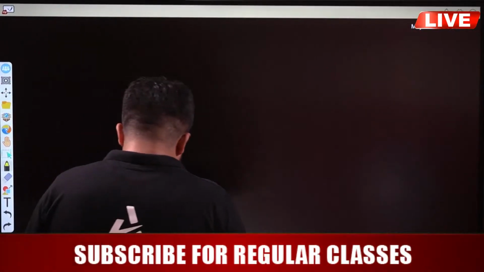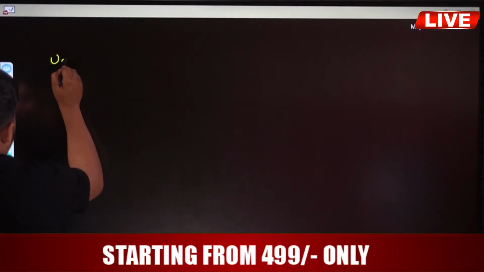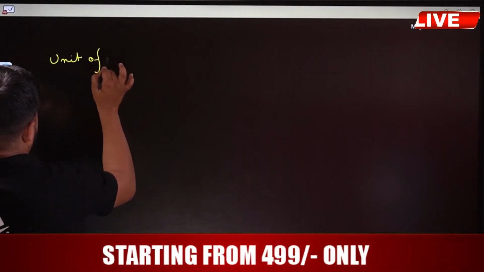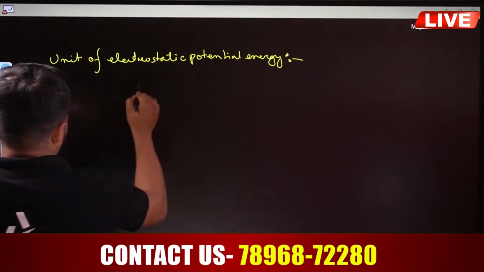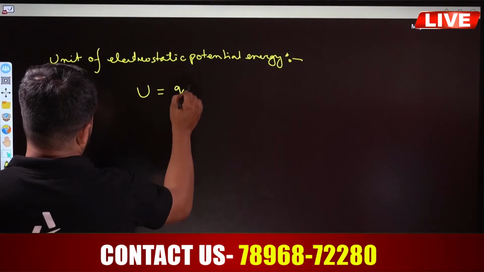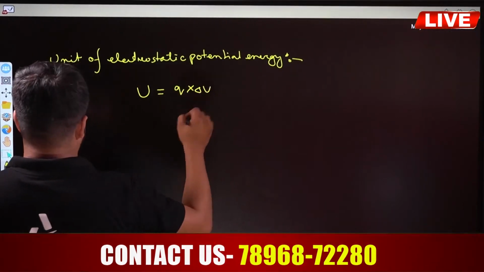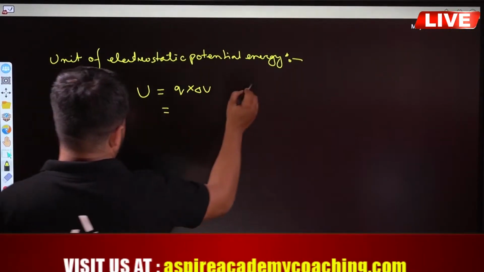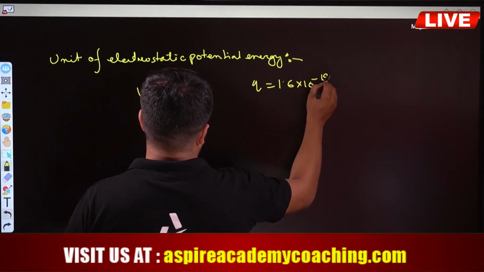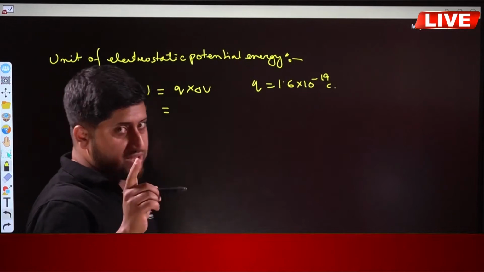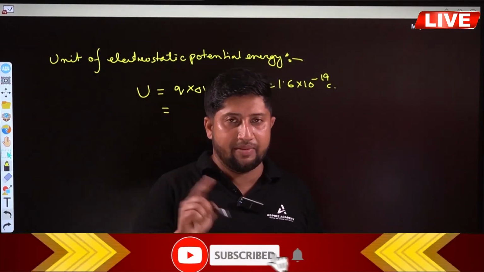So now, units of electrostatic potential energy. U is equal to what? We know U is equal to Q into del V, because it is charge into volt. So Q is equal to what? One charge we can consider, 1.6 into 10 to the power minus 19 coulomb, because Q is equal to one charge, either an electron or a proton.